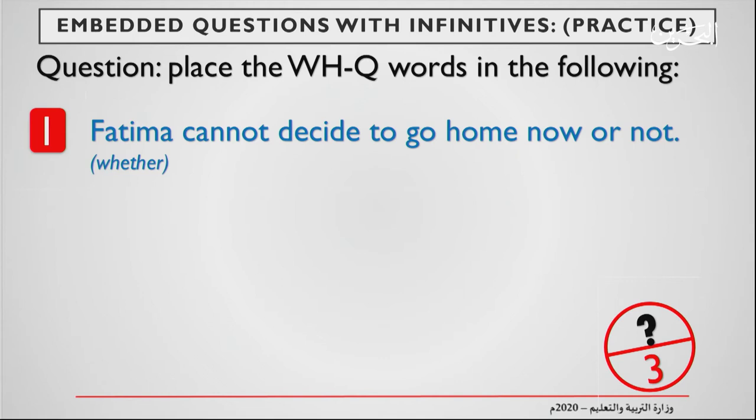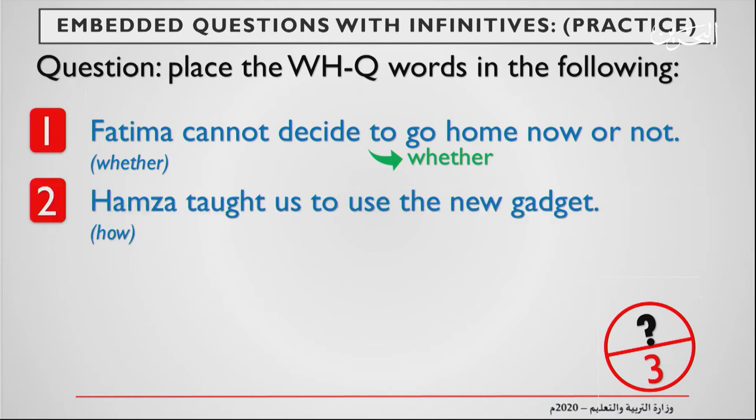Let's check the answer. The answer is right over there. Whether. You say Fatima cannot decide whether to go home now or not. You have a mark to give yourself. Number two. Hamza taught us to use the new gadget. You have to place how within this sentence. You have 5 seconds.